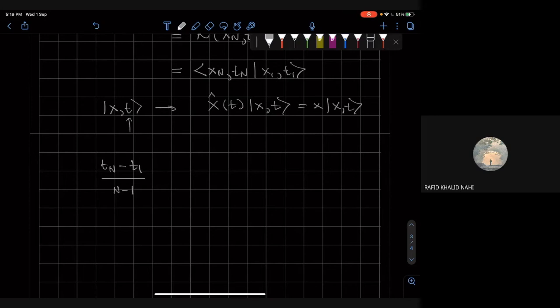So now we divide the time into n-1 bits, and each small bit of time interval we call delta t. So delta t is small, okay? So n is large, and delta t is very small.